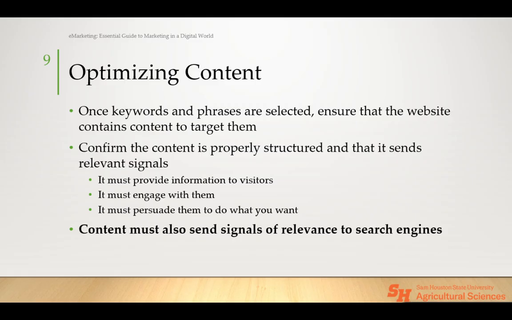Optimizing content. Once keywords and phrases are selected, ensure that the website contains content to target them. Confirm the content is properly structured and that it sends relevant signals. It must provide information to visitors, it must engage with them, and it must persuade them to do what you want. Content must also send signals of relevance to search engines. With increasing sophistication of search engines and their semantic awareness, they seek not just keywords, but also concept and context.